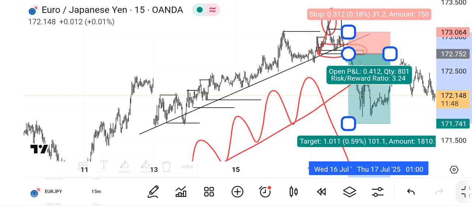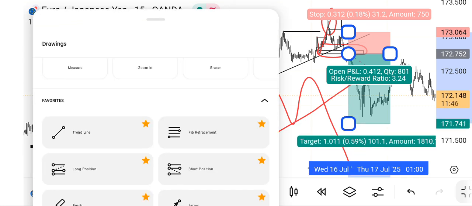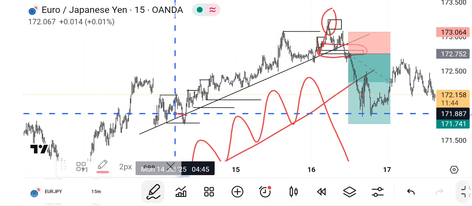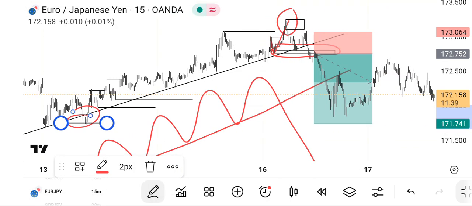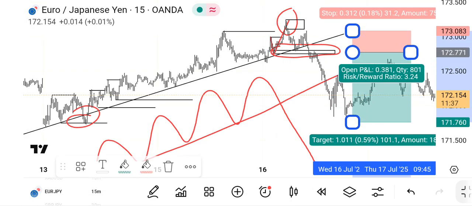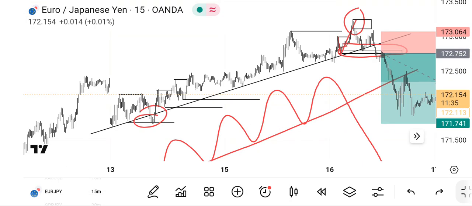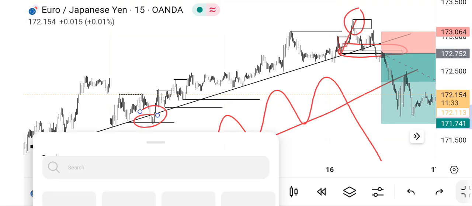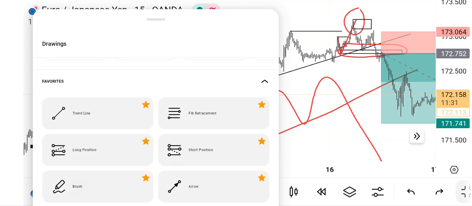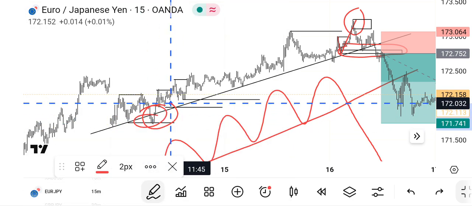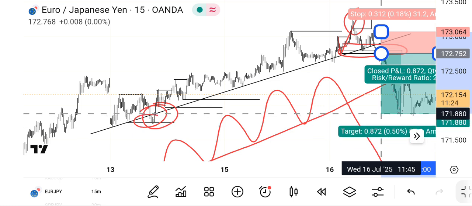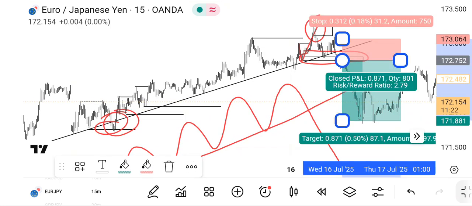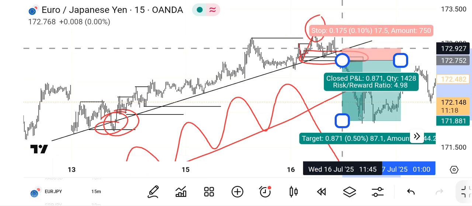but we have a breakout here, like a fake out here. So I reduced my target to this point. My target to this zone. Then my target is now here, which is 87 pips, and my stop loss was above here and above here.